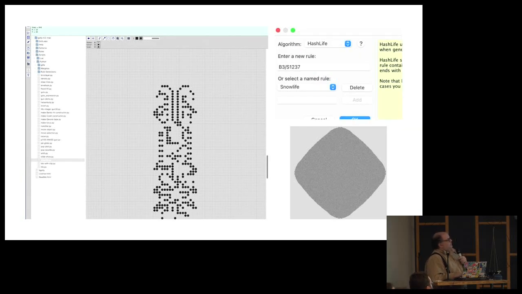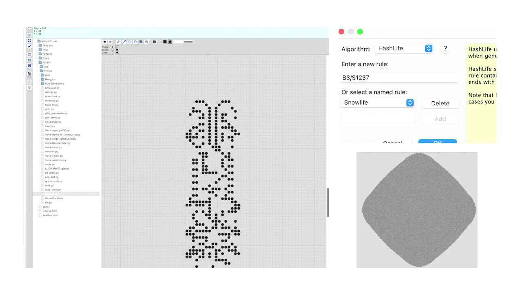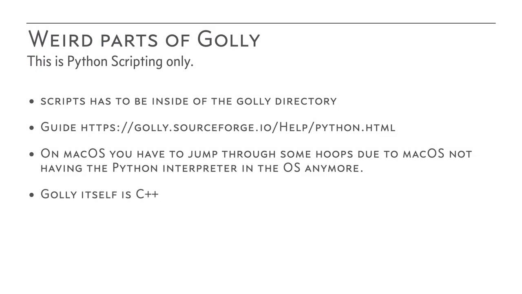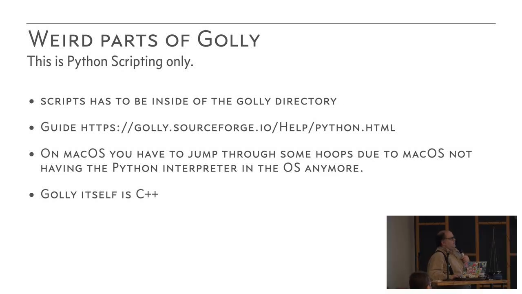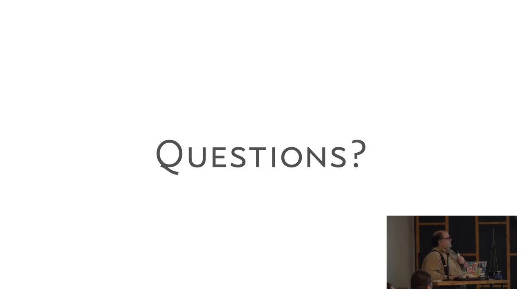So here you can see the specification of a rule. You can see parts of the user interface, and also the zoom out one. Here the weird parts are showing. Scripts have to be inside the Golly directory to be read. It's sort of like Visual Studio Code, except you can't specify your directory, or regular Jupyter, before JupyterLab, where you were sort of fixed onto the invocation directory itself. There's a guide and a help guide online. I talked about the macOS information, and Golly itself was C++.